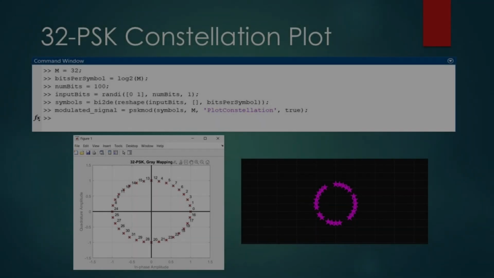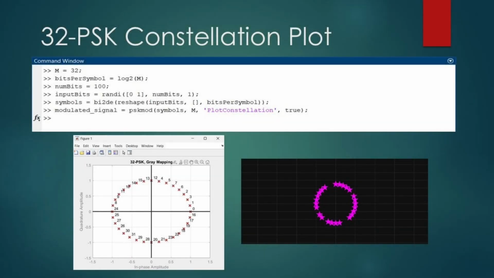Now, let's look at a technical visualization where we plot the constellation of 32 PSK using MATLAB. We plotted this constellation diagram using MATLAB to show exactly how the 32 states are organized. Because we have 32 distinct phases, each symbol or dot on the circle represents exactly 5 bits of data, since 2 raised to 5 is equal to 32. Mathematically, each point is separated by an angle of 11.25 degrees.